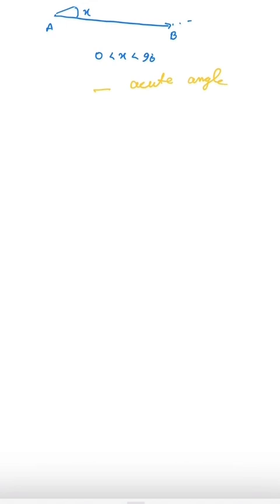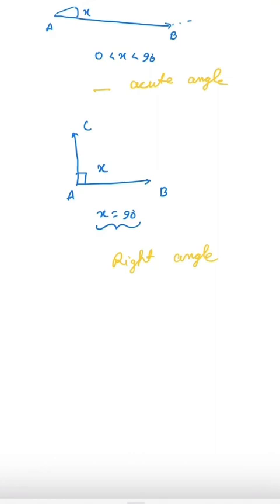Now, if we have the same angle, but that angle is equal to 90 degree, then in that case, this angle will be known as a right angle. If the value lies between 90 degree and 180 degree, let's say this is again x, then this will be known as an obtuse angle.